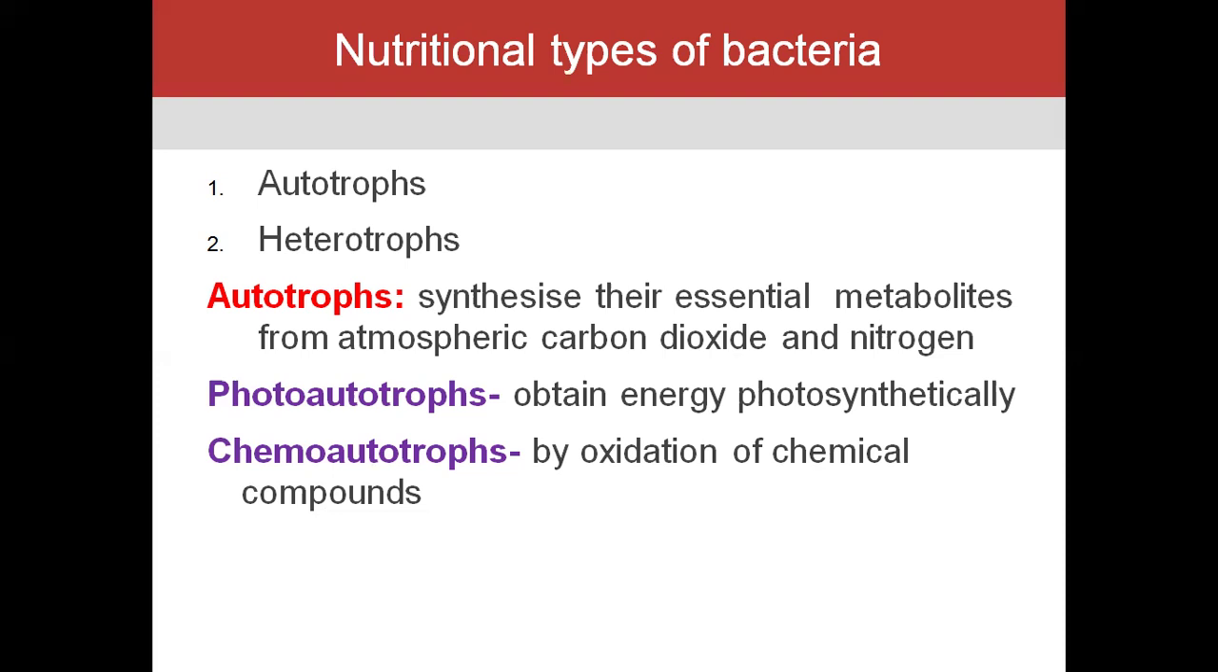Again, autotrophs are of two types. One is photoautotrophs and the second one chemoautotrophs. Photoautotrophs obtain their energy photosynthetically, and chemoautotrophs obtain their energy by oxidation of chemical compounds.